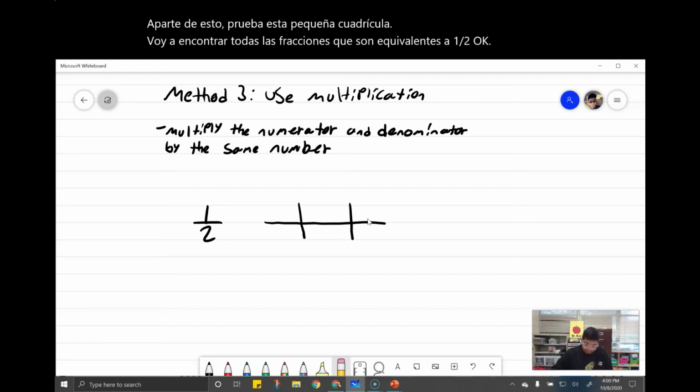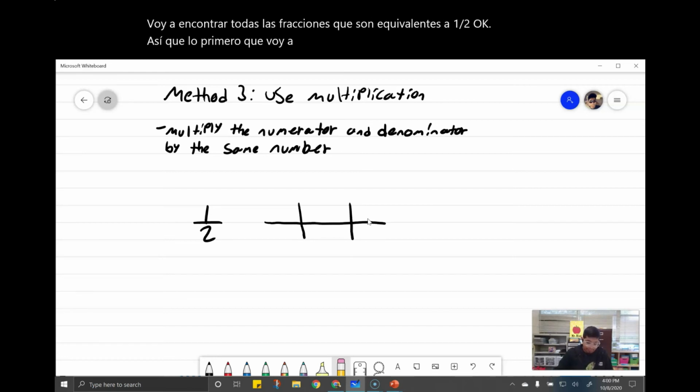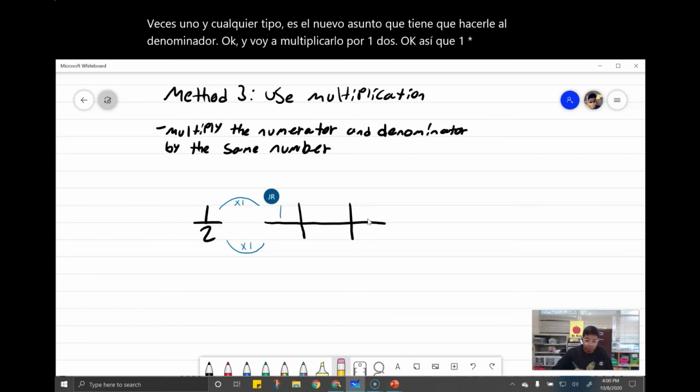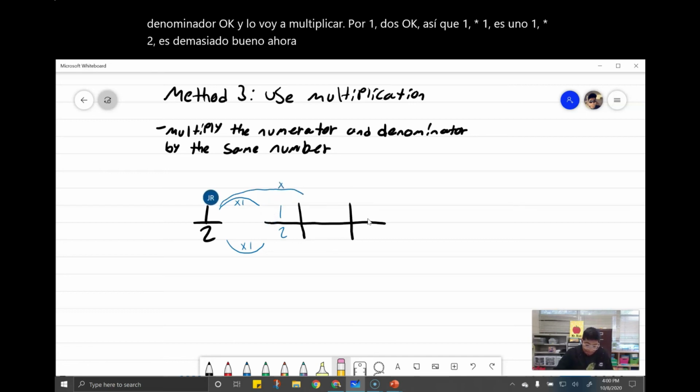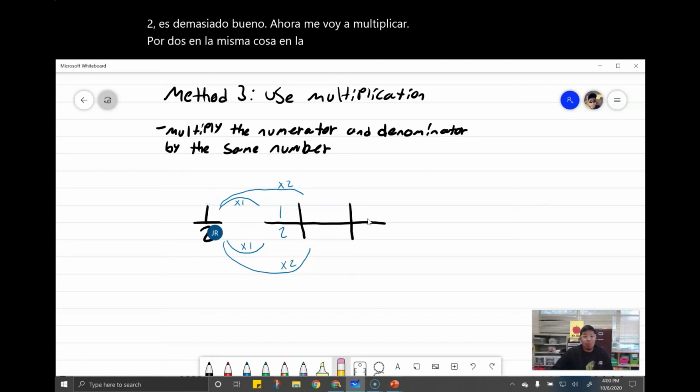So the first thing I'm gonna do is I'm going to multiply my 1 times 1. And whatever I do to the numerator, I gotta do to the denominator, okay? And I'm gonna multiply it by 1, 2, okay? So 1 times 1 is 1. 1 times 2 is 2. Good. Now I'm gonna multiply by 2, and the same thing on the bottom, okay? Multiply by 2. 1 times 2 is 2. 2 times 2 is 4. So that means 2/4 is equivalent to 1/2.